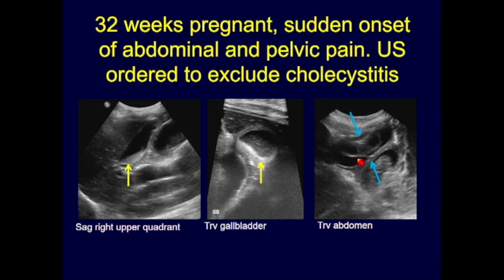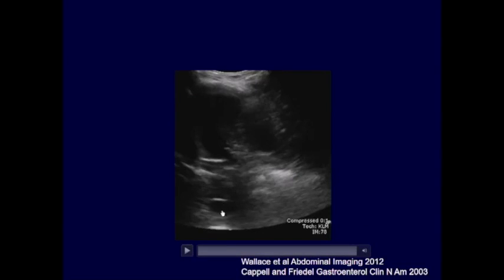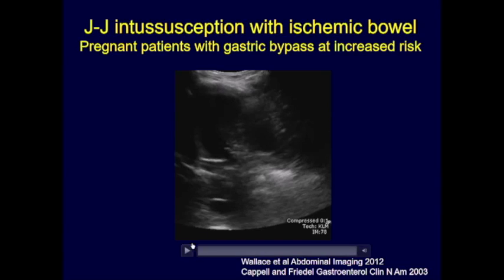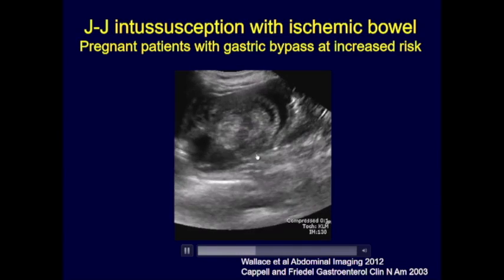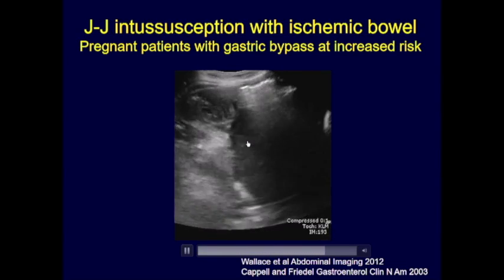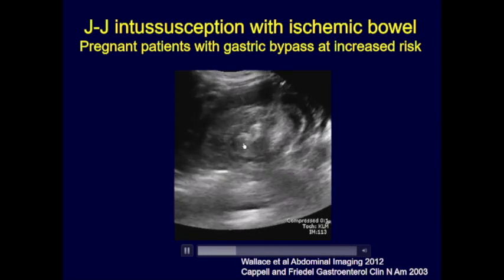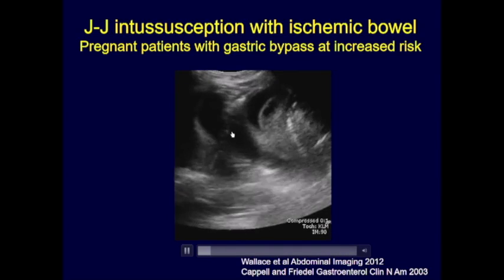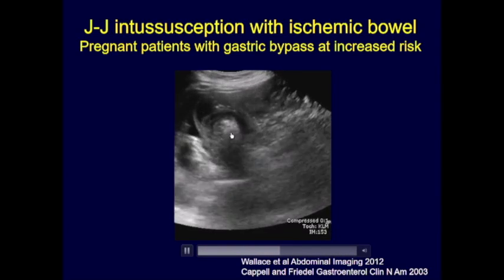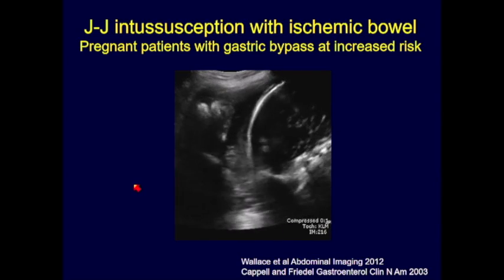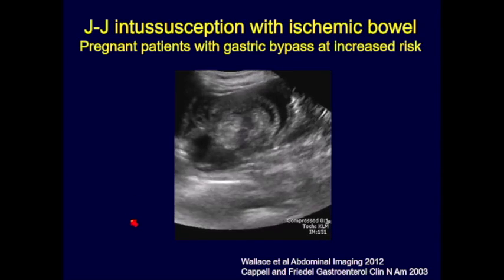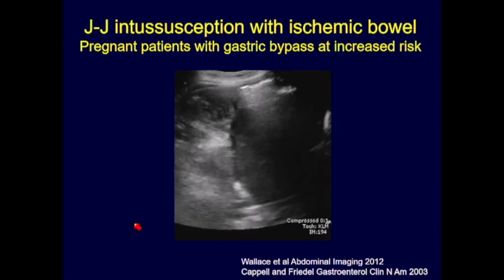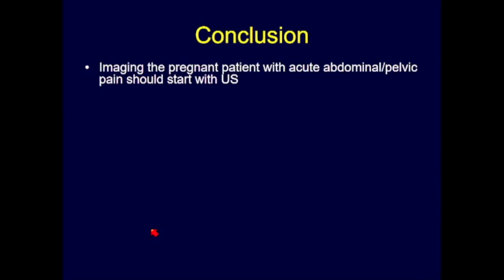And I said, what about all these other structures? So we went back in, and I took a look, and I asked the patient, did you ever have any surgery? Because it looked like there was bowel within bowel and an intussusception. So this was her cine loop that I took, and she had had a gastric bypass 3 years earlier. And what happened was she had a jejunal intussusception with ischemic bowel. The general surgeon took the patient to the OR and found that it had been necrotic, and he actually did a resection and another anastomosis, and he was able to save the mother as well as the pregnancy. So those pregnant patients are at increased risk for JJ intussusception.